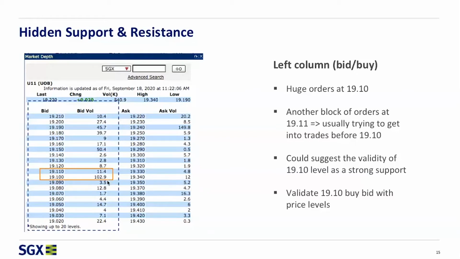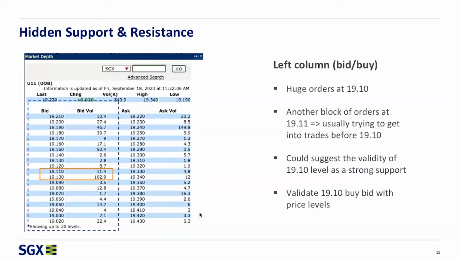Okay, this means that people are not willing to wait. They want to get ahead of the queue, so they are queuing one bit higher, which is 1 cent higher, just to make sure they can get in earlier than the bulk of the volume at 1910.